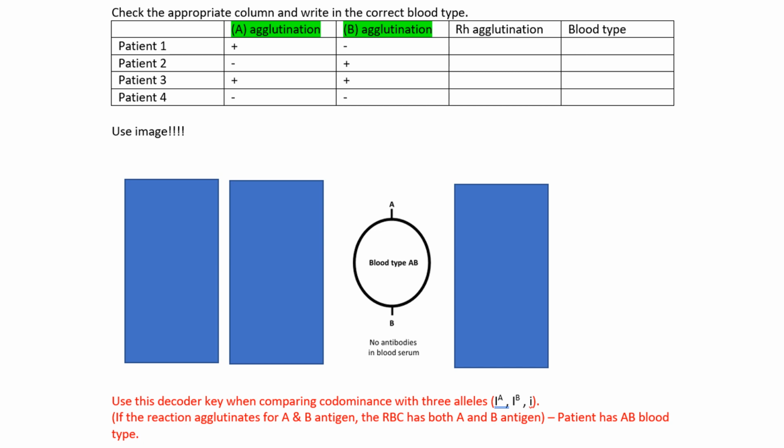So notice that this patient doesn't have any antibodies for either A or B. So they can receive any blood type because they won't have an agglutination reaction. They can receive a blood transfusion from a person with A blood. They can receive a blood transfusion from a person with B blood. And definitely they can receive one from a person with O blood.